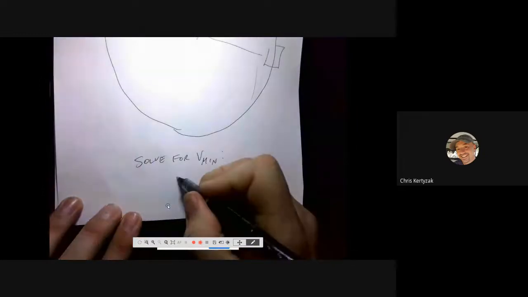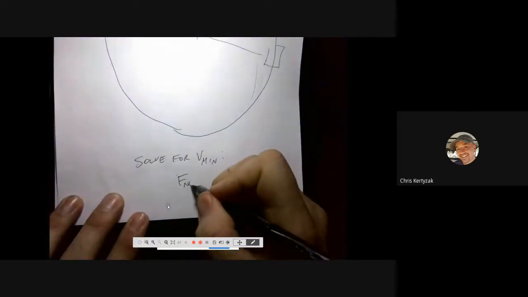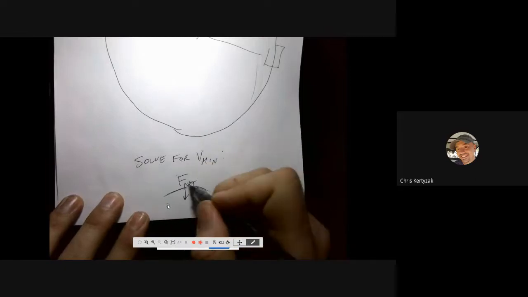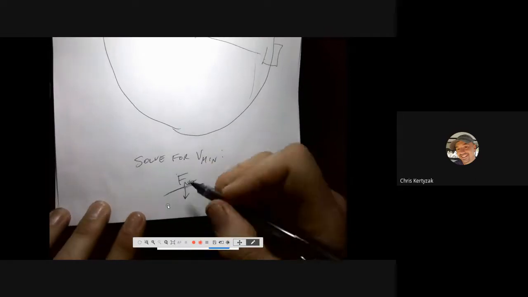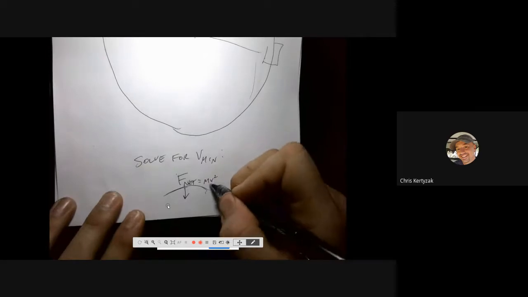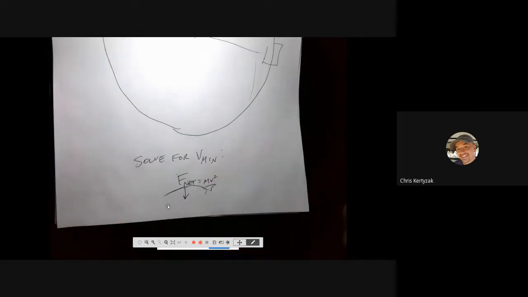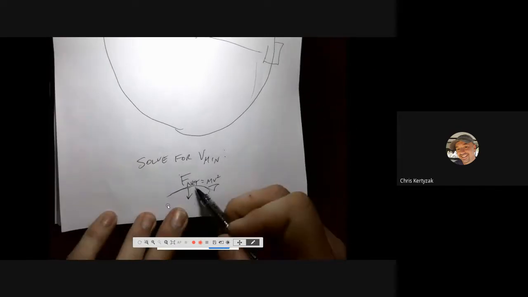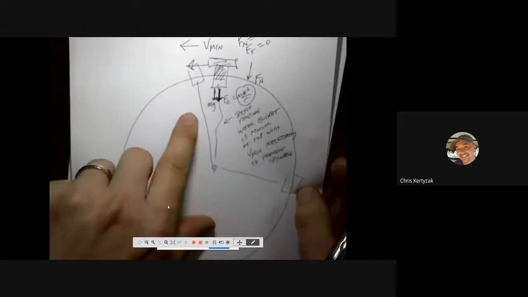remember that the net downward force towards the center, this is the top, the net downward force has to be equal to mv squared over r. That's the centripetal force. The centripetal force is the net amount of force that needs to be pointing in the downward direction. And I've already established that the only force that's doing that would be gravity.